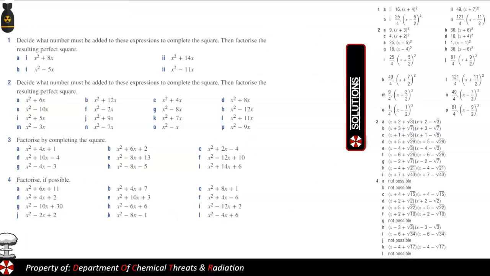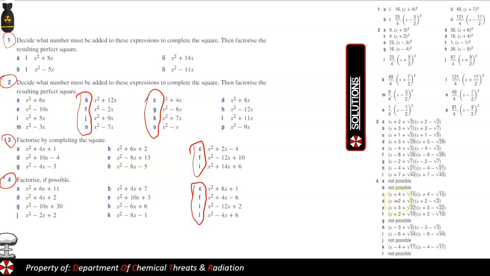The next section, decide what number must be added to complete the square, then factorize. Let's do all of that because that shouldn't take too long. Same thing again here. Let's just do these 2 columns. Factorize by completing the square. Factorize if possible. So let's go C, and in fact, let's just do the last 2 columns for those 2 questions. So 3 and 4.